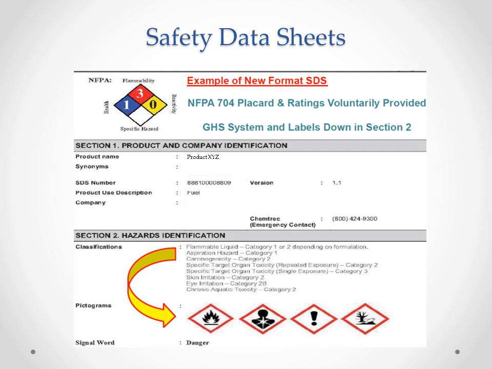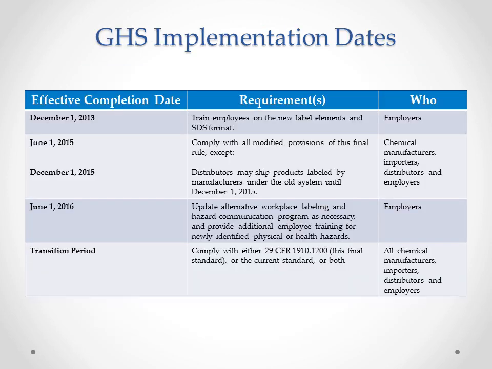Then it has the associated pictograms with those hazards, and in this case it shows 4. The signal word it shows is danger. So again, this is an example of what a safety data sheet will look like, and it will go through all the sections as we've discussed.